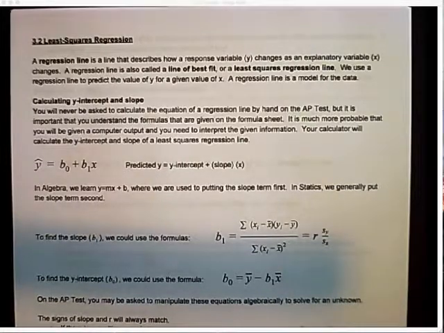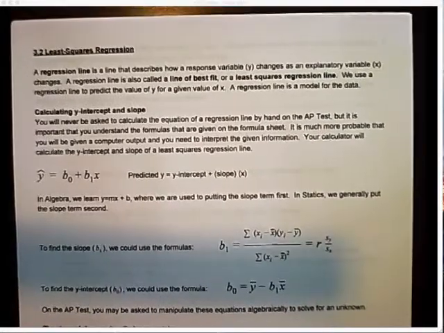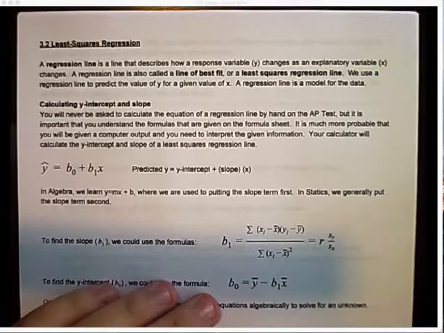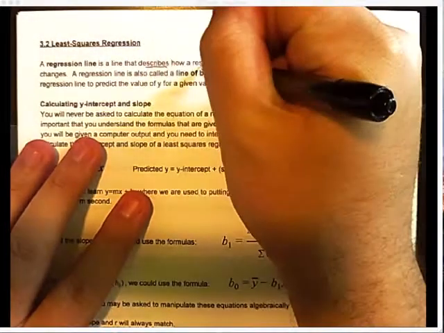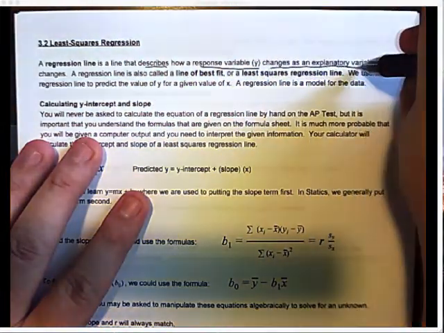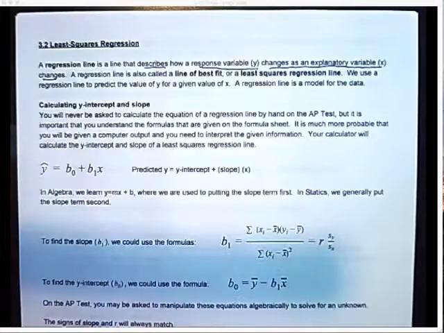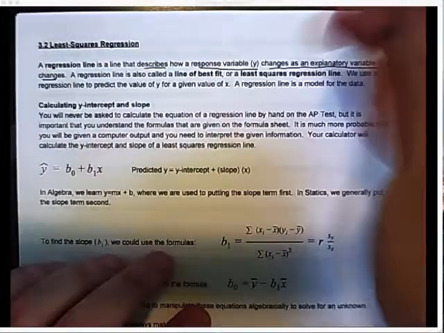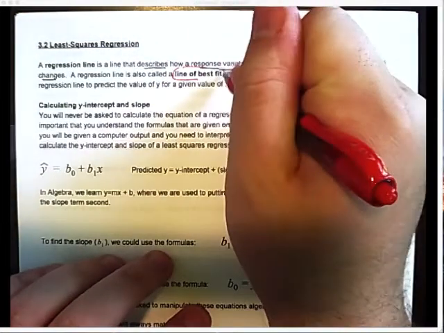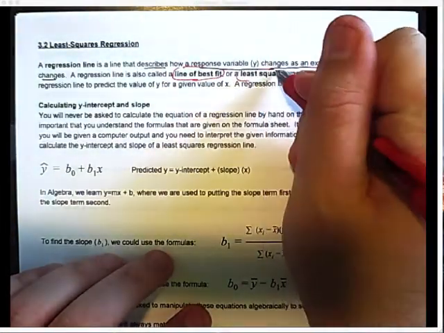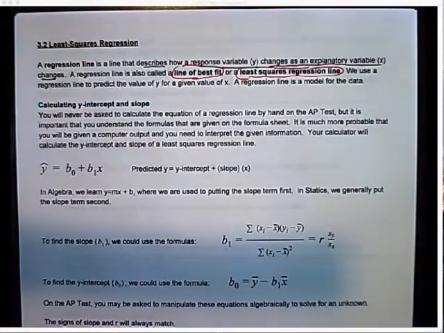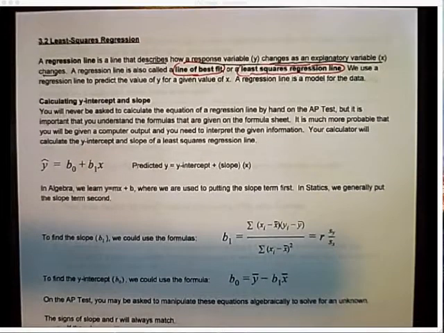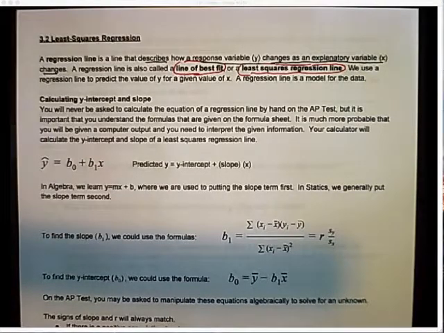All right, this is going to be 3.2, and it's called Least Squares Regression. It says here that a regression line is a line that describes how a response variable y changes as an explanatory variable changes. A regression line is also called a line of best fit or a least squares regression line. We use a regression line to predict the value of y for a given value of x. A regression line is a model for the data.